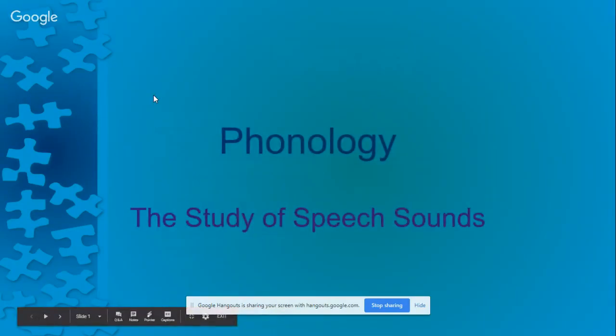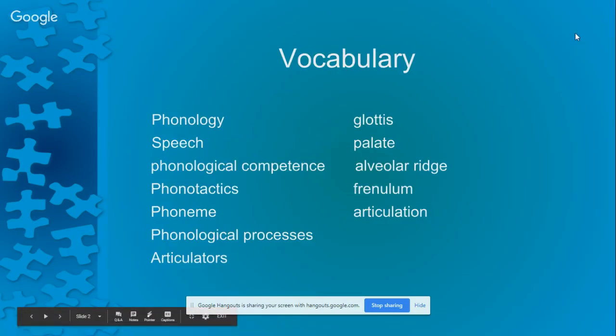Hello and welcome to Module 5, as we're going to talk about phonology, the study of speech sounds. Once again, I've listed some vocabulary words for you to start thinking about as we're going through the instruction, and as you're going through your reading, pay some special attention to the vocabulary that I've highlighted.